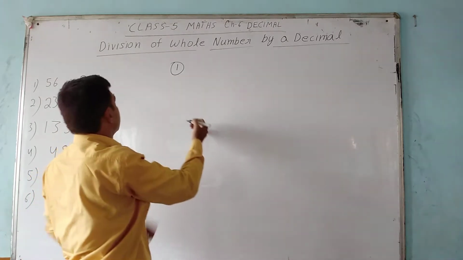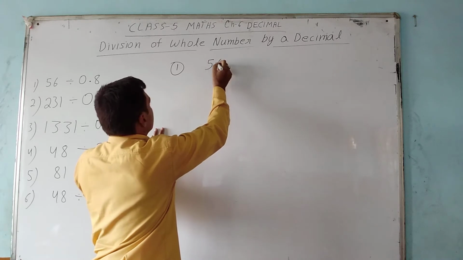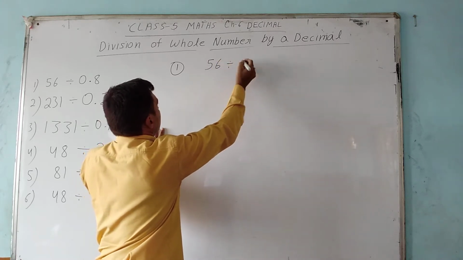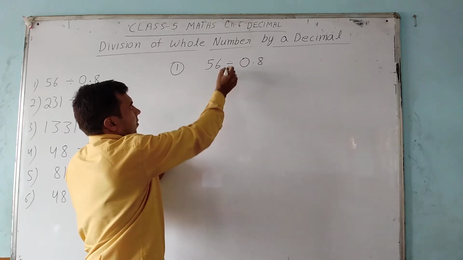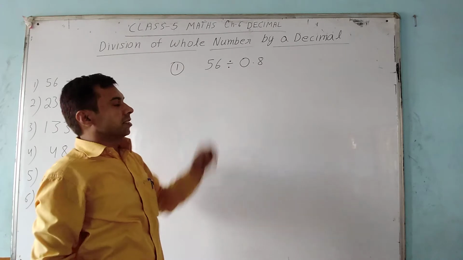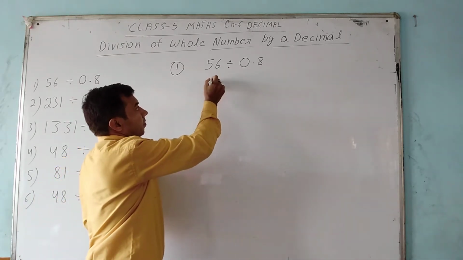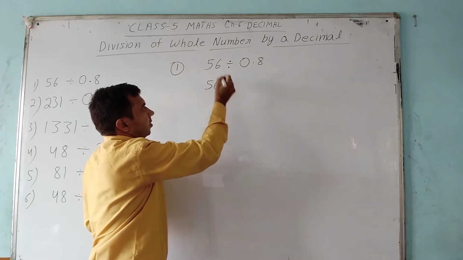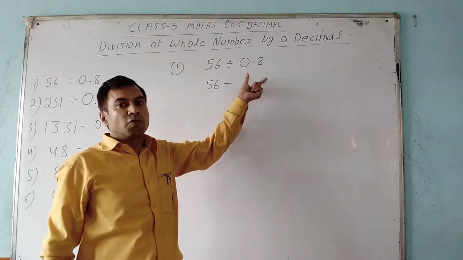First question. 56 divided by 0.8. How we divide 56 divided by 0.8? 56 divided by, we convert this decimal number into fraction.